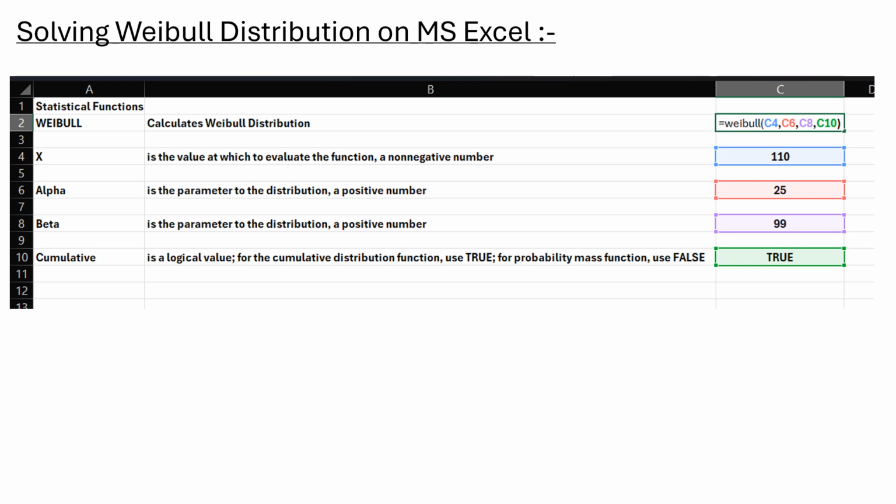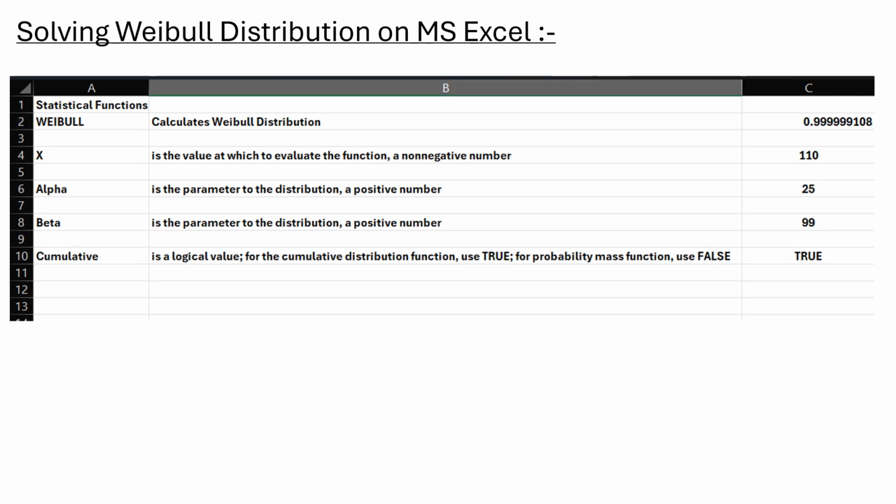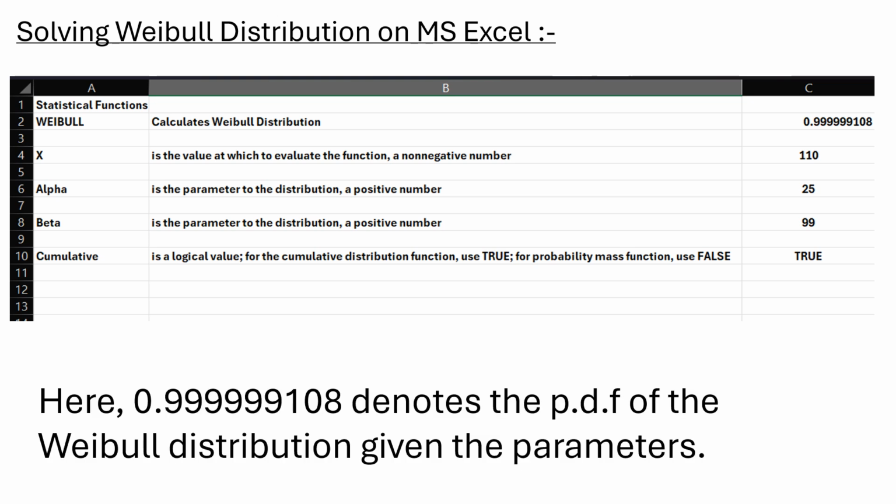Now after describing all the parameters, we close the bracket, and as soon as we press the enter button, we get this value 0.9999108. So here 0.99991 denotes the CDF of the Weibull distribution given the parameters.